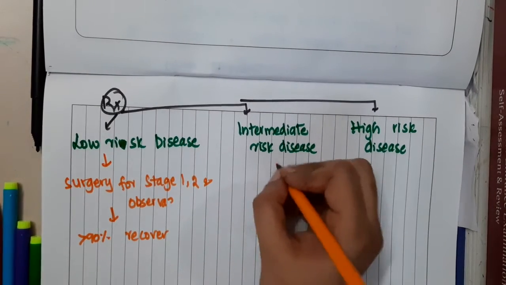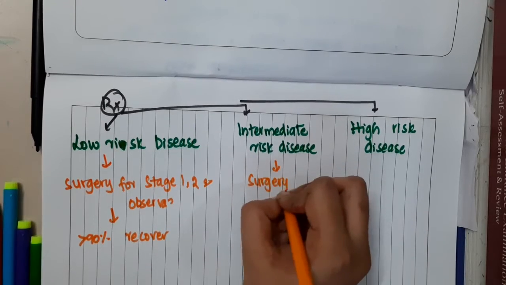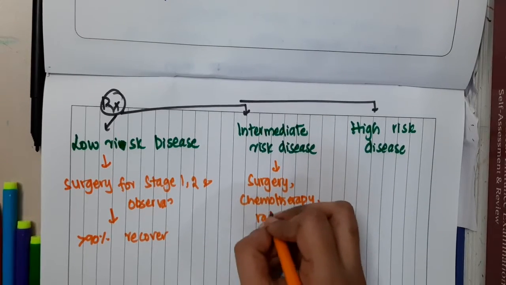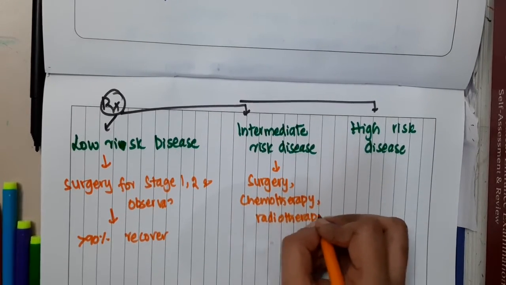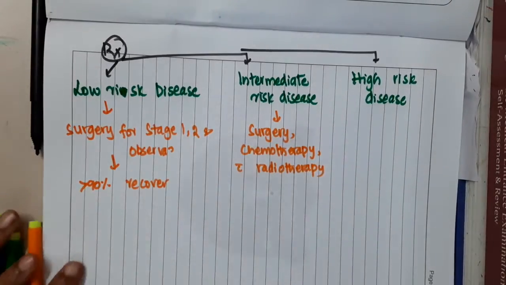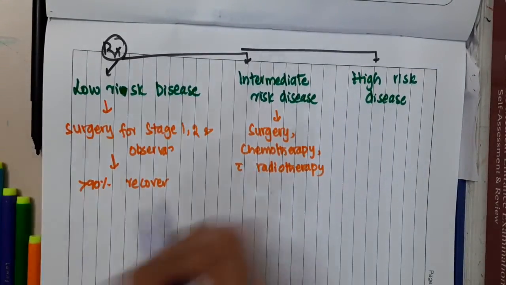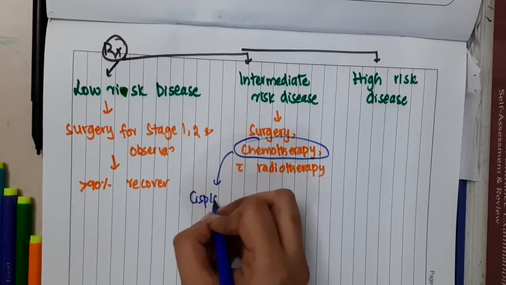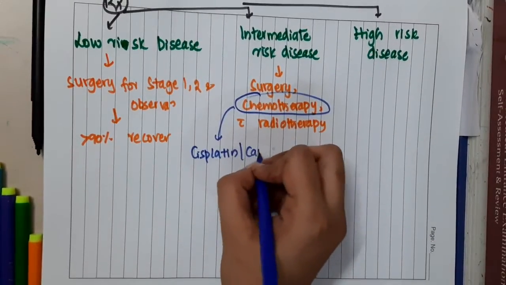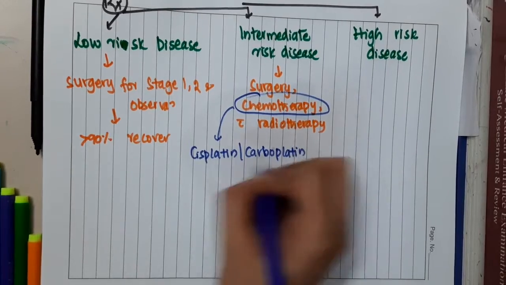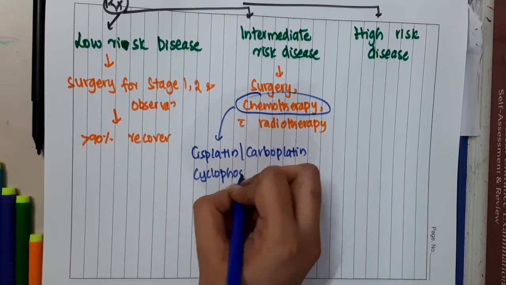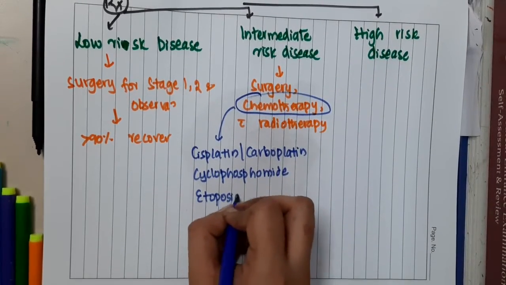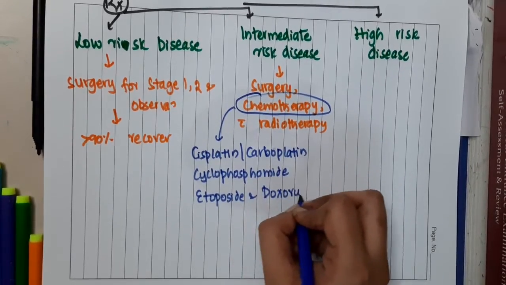In intermediate risk disease, you should do surgery and you can do chemotherapy, and radiotherapy should also be given. What are the drugs used for chemotherapy in intermediate risk disease? Cisplatin or carboplatin, or cyclophosphamide can be used. You can also use drugs like etoposide and doxorubicin.